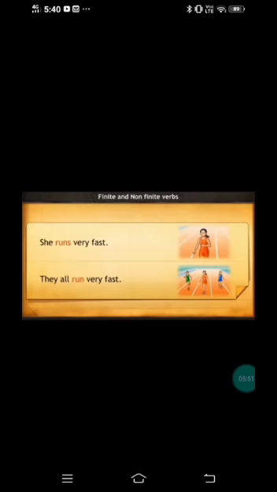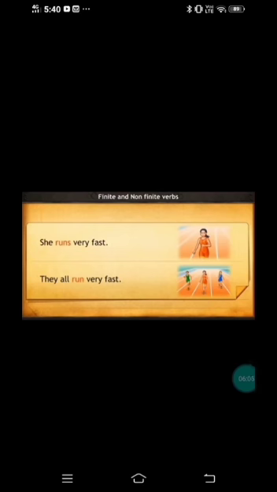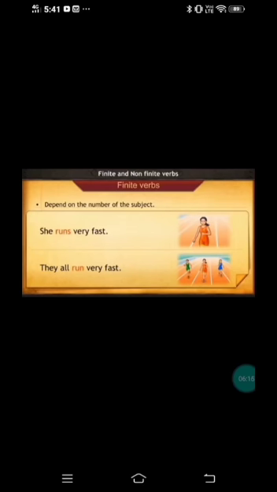So if you observe these two sentences, she runs very fast, they all run very fast. Here the subjects she and they are different, and according to the subject, the verbs runs and run have changed their forms, right? So when the verb is dependent on the subject, then it is called a finite verb.